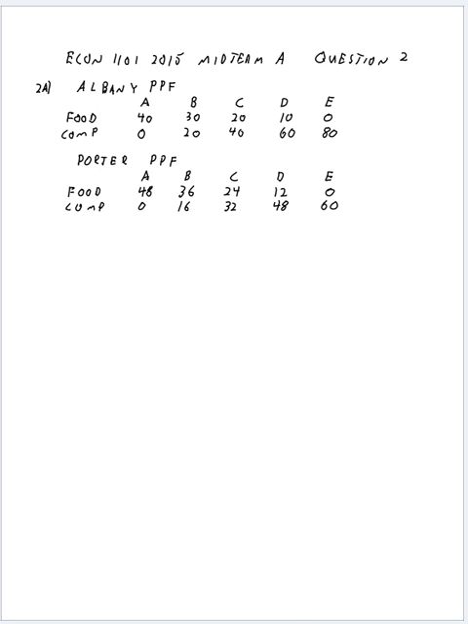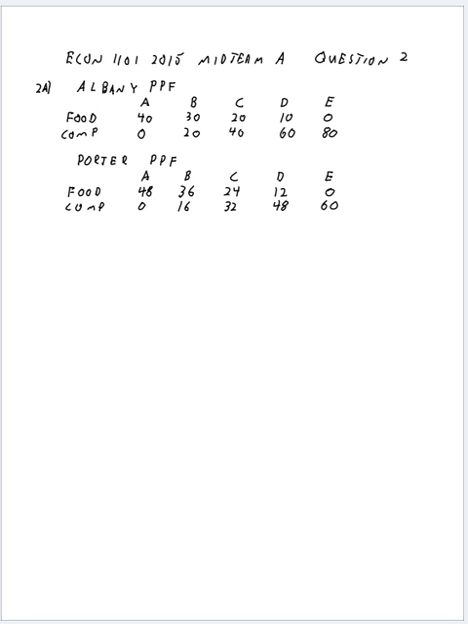So for question 2A, we've got two production possibilities frontiers, one for Albany and one for Porter, for food and computers. And the question says, if trade occurs between Albany and Porter, which nation should export that product? Well, that's going to depend on the opportunity cost. And the opportunity cost is what we give up to get something else.